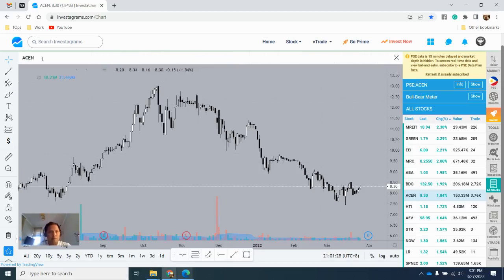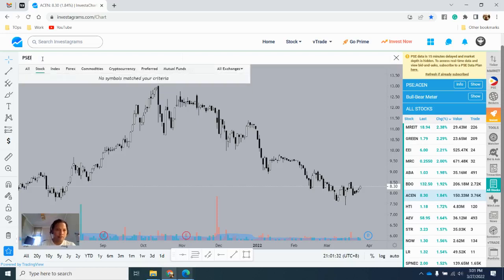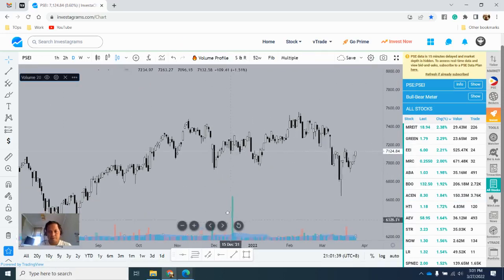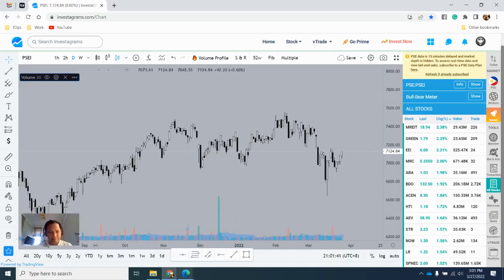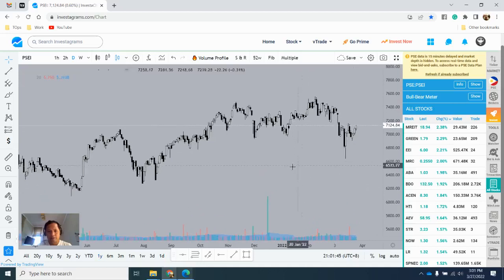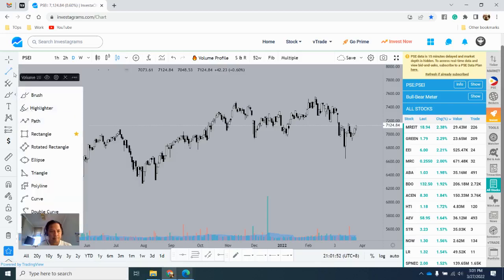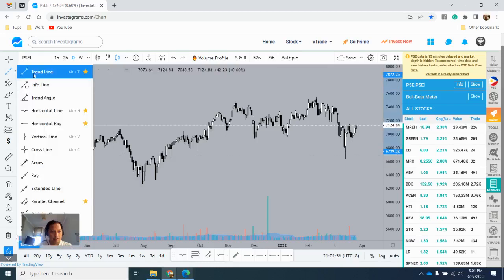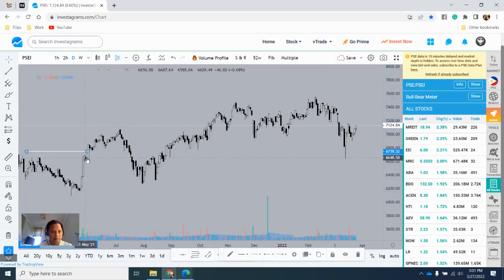Okay, so before we start, let's start with the index. So let's check muna yung index Pilipinas. How is it doing now? We will check the 1-year price action. So basically we have here, okay, let me try this one first, if the trend line is fine. Okay, so far so good.